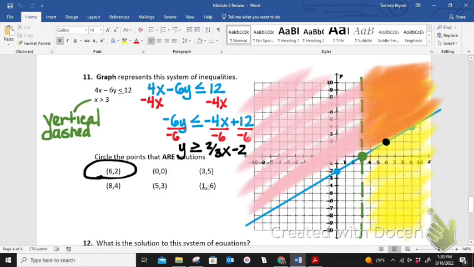What about 0, 0? Is 0, 0 in the orange? Nope, let's cross that out. What about 3, 5? So 3, 5, that's on the dashed line. Numbers on the dashed line we can't use, so we're going to throw that out. What about 8, 4? Is 8, 4 okay? Yeah. What about 5, 3? That works? What about 1, negative 6? No.